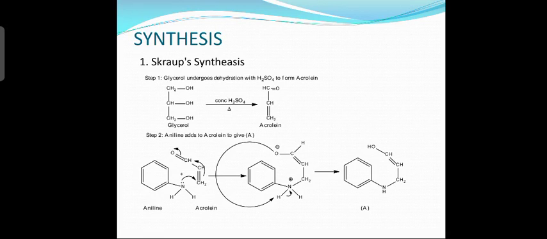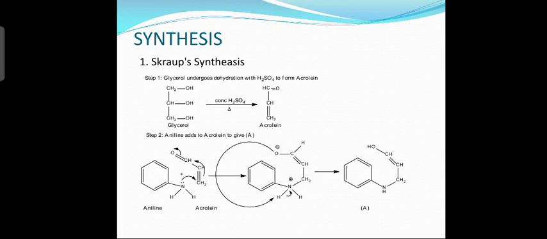Now this synthesis consists of 4 steps. Quinoline is obtained by heating a mixture of aniline, glycerol and concentrated sulfuric acid. So the reactants are aniline, glycerol and concentrated sulfuric acid, and the oxidizing agent is nitrobenzene. Now ferrous sulfate is added to make the reaction less violent. The reaction is violent, therefore ferrous sulfate is added in order to make the reaction less violent.